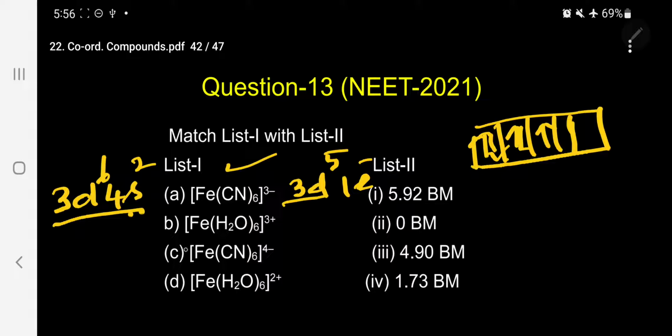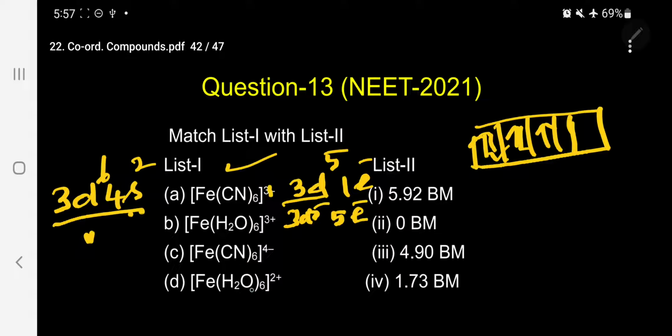Coming to the next ion, same 3d6 4s2, but it's a weak ligand. This is 3 minus given, so the oxidation state is 3 plus. Kindly follow, 3 plus. So actually again 3d5. 3d5 means there are 5 unpaired electrons. 3d5 again, so 5 unpaired electrons are there. Please follow, 5 unpaired electrons.